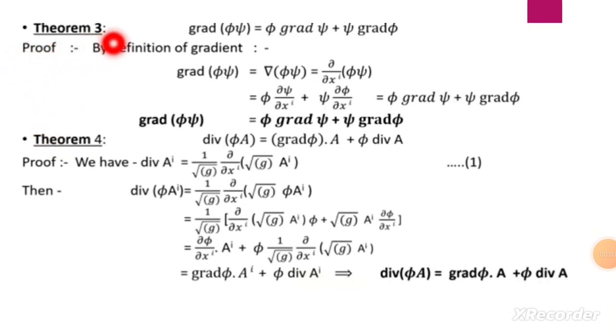Now in the third theorem, we have to prove that gradient of phi psi is equal to phi gradient of psi plus psi gradient of phi. So the proof will be as follows. By definition of gradient, gradient of phi psi will be written as nabla in bracket phi into psi, which is equal to del upon del x superscript I in bracket phi into psi, which is written as phi del psi upon del x superscript I plus psi del phi upon del x superscript I, which is equal to phi gradient of psi plus psi gradient of phi. So theorem number 3 is hence proved.